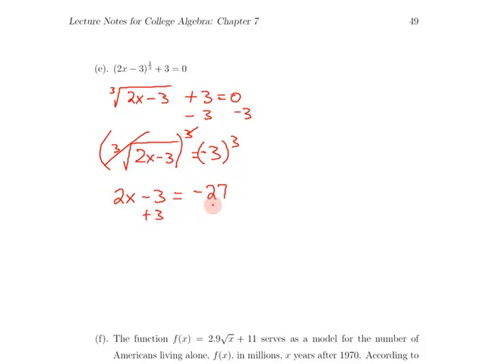So add 3 to both sides. 2x is equal to negative 24. Divide both sides by 2. X is equal to negative 12. Okay, let's double check our answer.